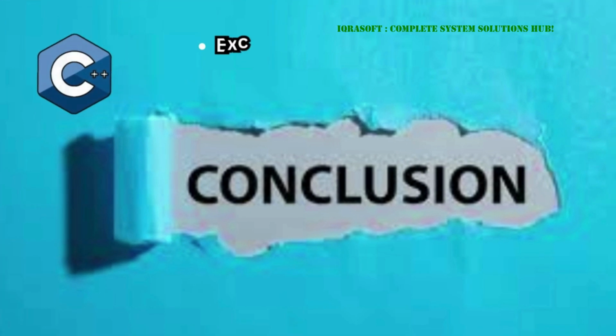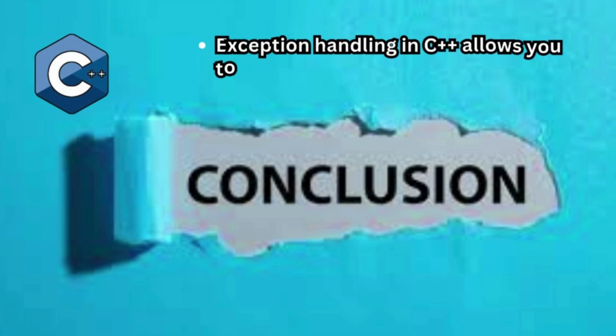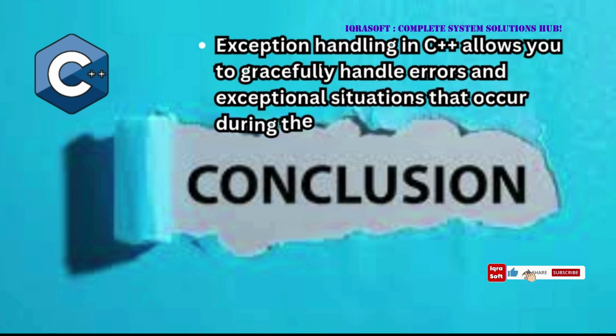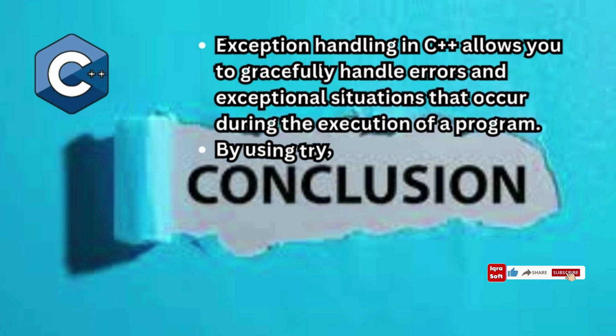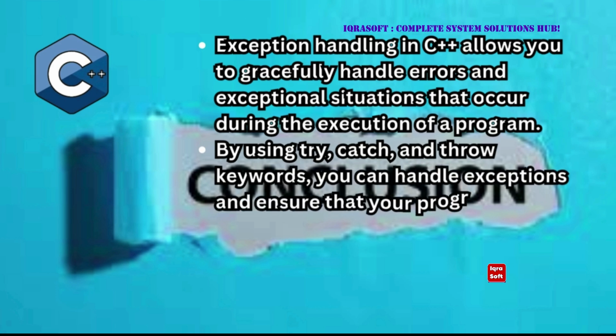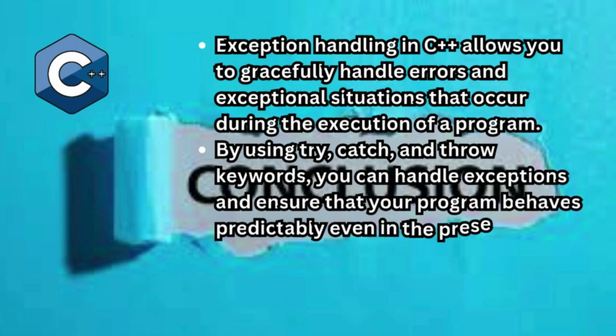Conclusion. Exception handling in C++ allows you to gracefully handle errors and exceptional situations that occur during the execution of a program. By using try, catch, and throw keywords, you can handle exceptions and ensure that your program behaves predictably even in the presence of errors.